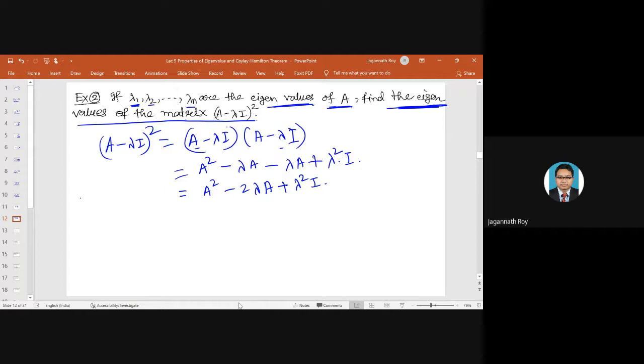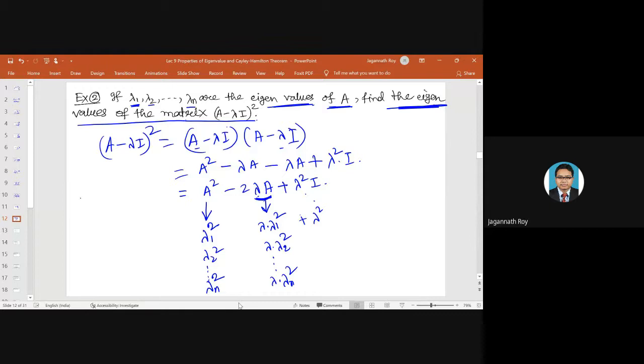What we have just now seen, the eigenvalues of A will be lambda 1 square, lambda 2 square, dot dot, lambda n square. For lambda times A, what will the eigenvalues be? Lambda into lambda 1, lambda into lambda 2, dot, lambda into lambda n. And for lambda square I, it's nothing but just lambda square.